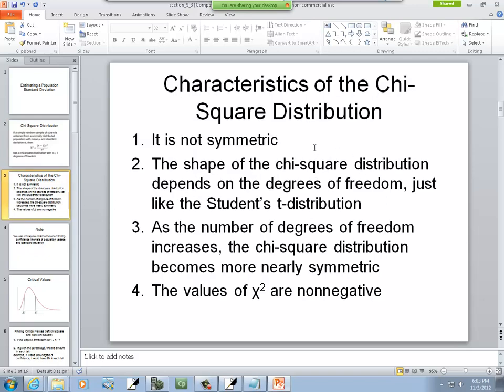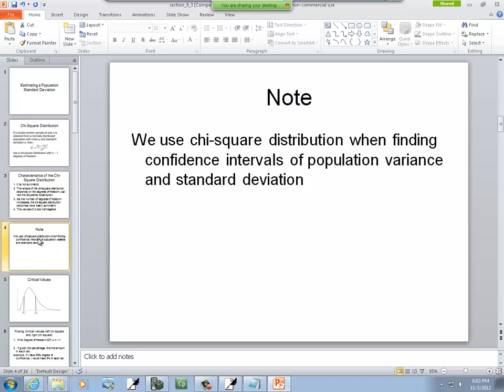Now, characteristics of the chi-square distribution: it's not symmetric. It's not like our bell shape or a normal distribution. The shape of the chi-square distribution depends on the degrees of freedom, just like the student's t distribution. As the number of degrees of freedom increases, the chi-square distribution becomes more nearly symmetric. And the values of chi-square are non-negative. We use the chi-square distribution when finding confidence intervals of population variance and standard deviation.